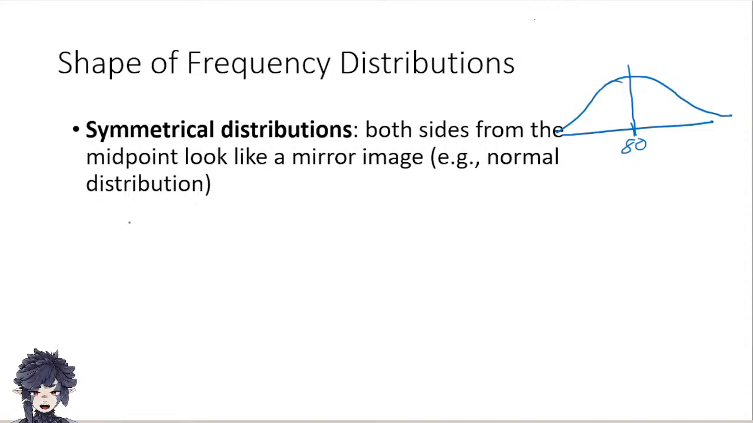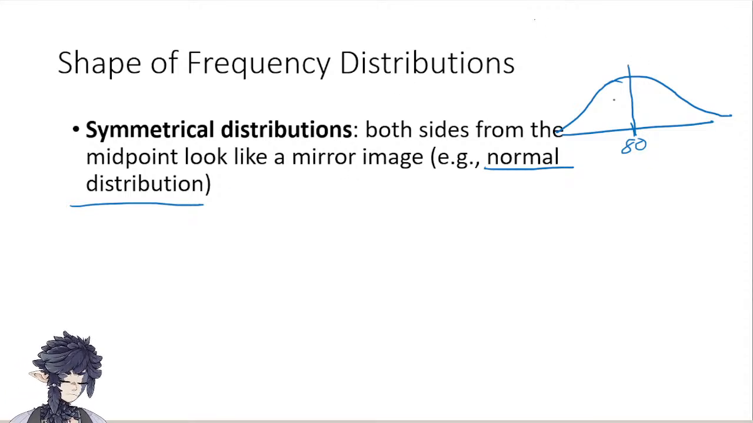This is a symmetrical distribution, and this type specifically is called a normal distribution. I don't know why we call it a normal distribution. I think that's more of an aspirational thing to call it, because we like it when distributions look this way for statistics reasons that we'll talk about later.